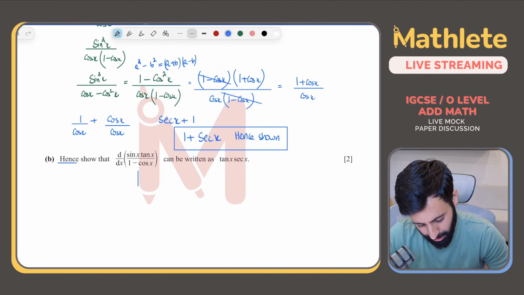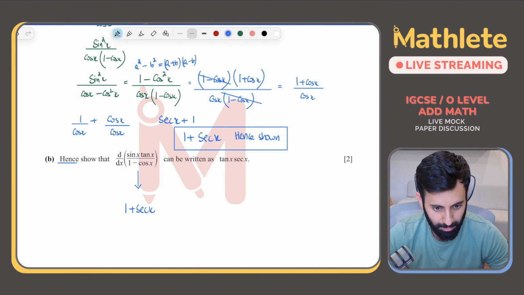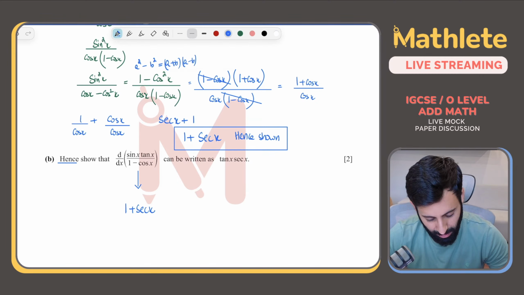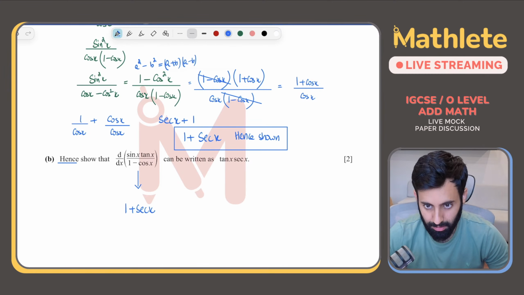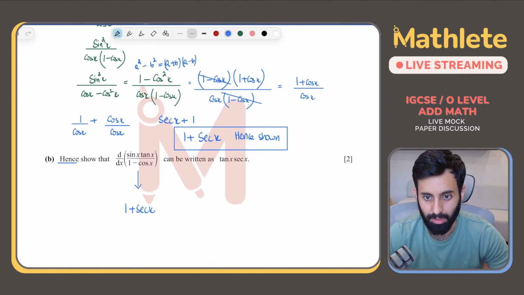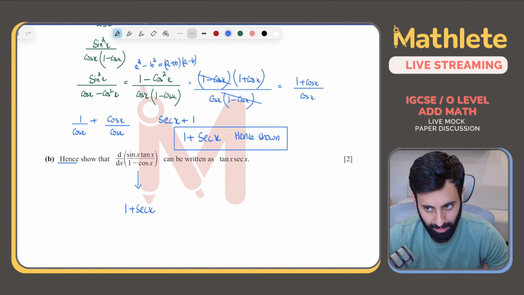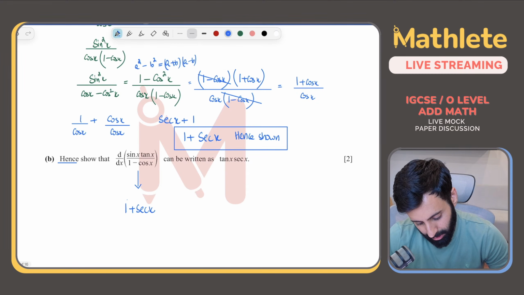Now, what did we learn in the previous part? In the previous part, we learned that sin x tan x over 1 minus cos x can actually be written as 1 plus sec x. Okay? हमने ये सीखा ना? कि this can be written as 1 plus sec x. Okay. Now, can we differentiate this? Yes or no? Yes, we can. ठीक है, हम इसको differentiate कर सकते हैं. कैसे differentiate करेंगे? Let's have a look.